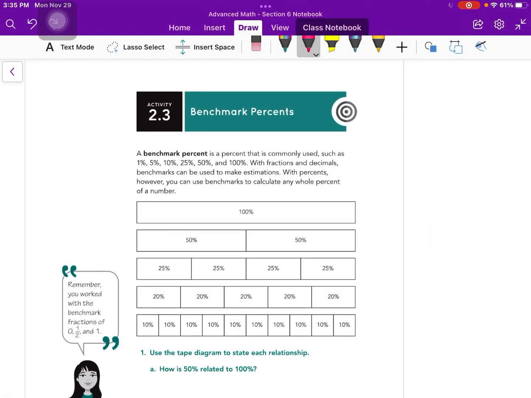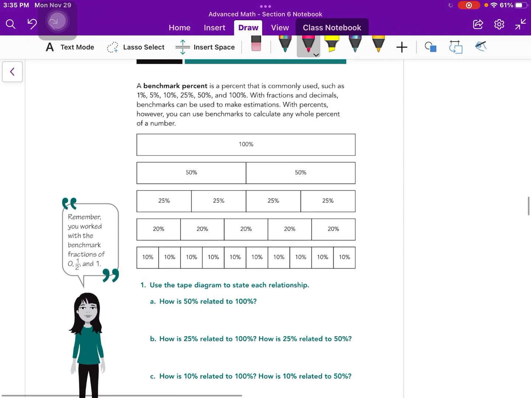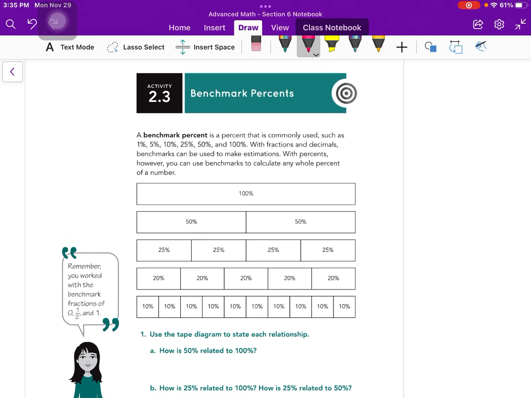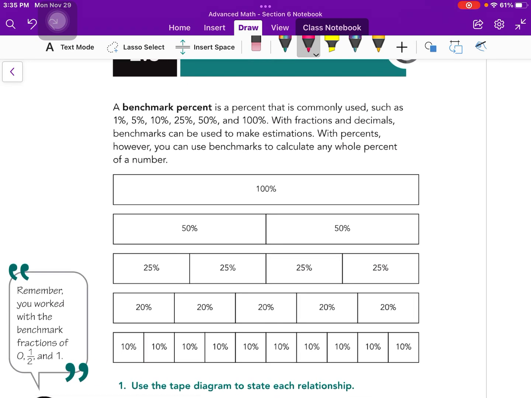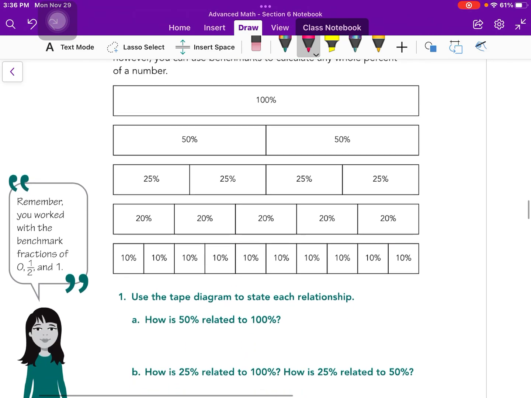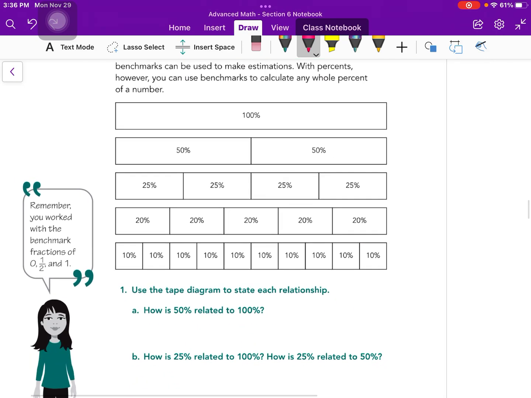Picking up with lesson 2.3, benchmark percents. A benchmark percent is a percent that's commonly used, such as 1%, 5%, 10%, 25%, 50%, and 100%. With fractions and decimals, benchmarks can be used to make estimations. With percents, however, you can use benchmarks to calculate any whole number percent. Okay, so there you see the fraction bars that kind of show the percents.